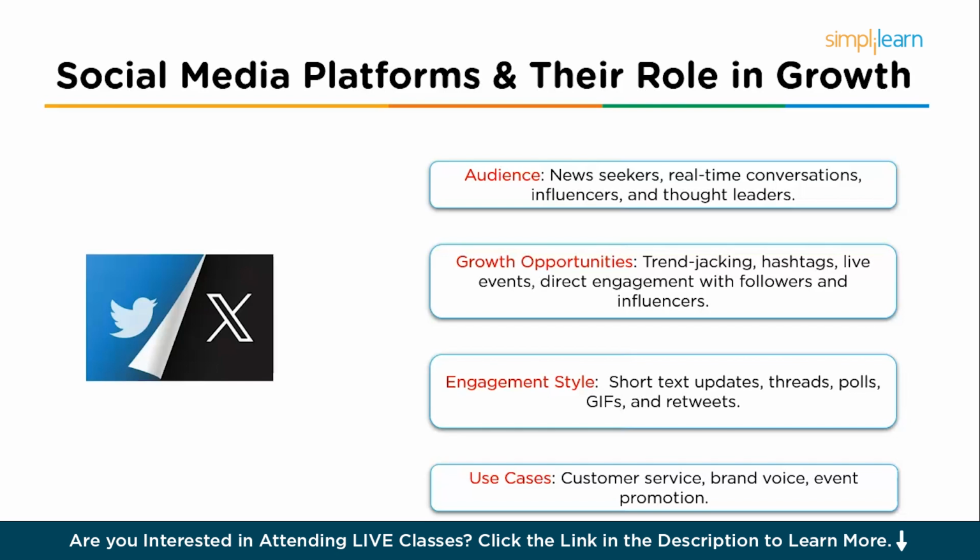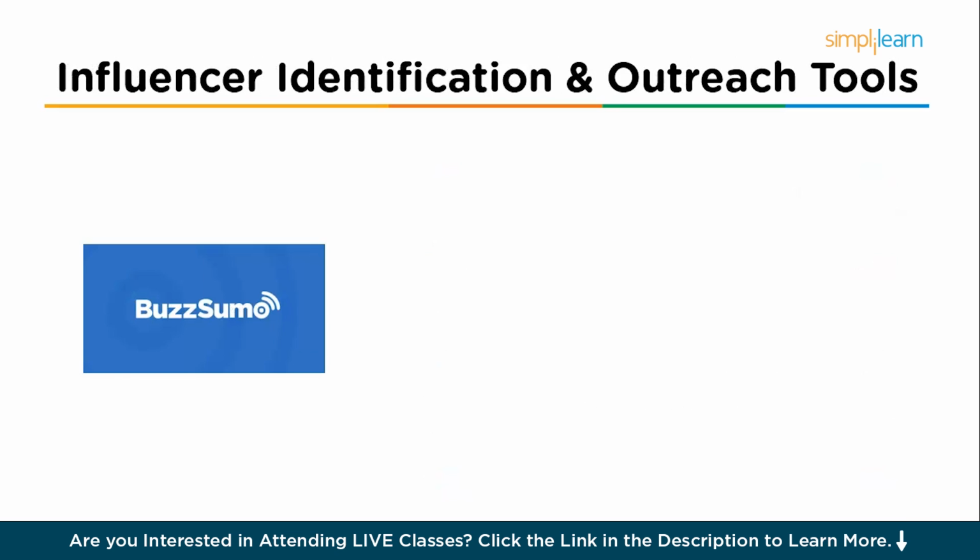So there is one strategy called cross-platform strategy. So many growth marketers employ a multi-platform strategy tailored to target audience behavior and campaign goals, repurposing content creativity to maximize reach and efficiency. So this is called cross-platform strategy. So after seeing social media platforms and their role in growth, now let's jump into influencer identification and outreach tools.